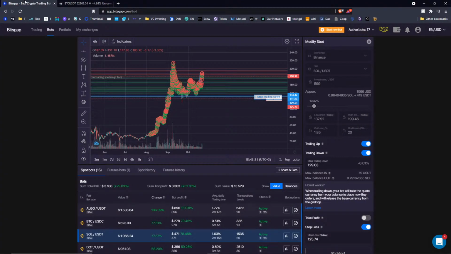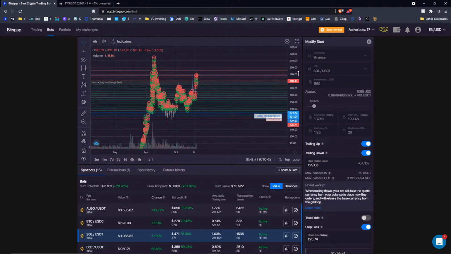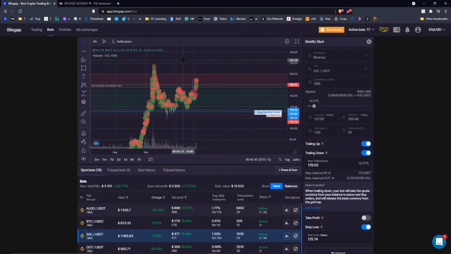Because at the end, you always go back to your Bitsgap chart and still use it to plot all of this: stop trading, stop loss, your upper limit price for the trading range and your lower limit price for your trading range. So you end up still configuring all of these things on the chart we have here on Bitsgap.